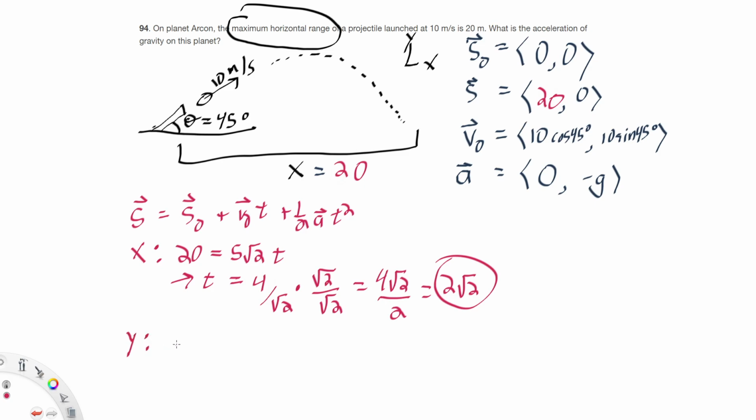So y, the final y position is 0. Initial y position, also 0. The initial velocity times time term. So we have plus 5 square root of 2 times the time, which is 2 square root 2. And then minus 1/2 g t squared.